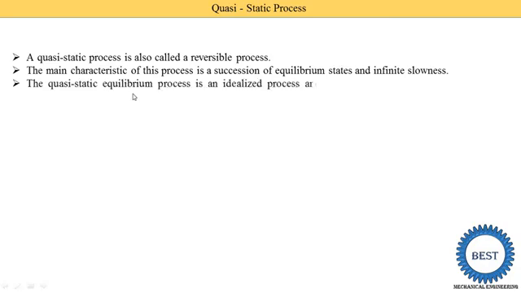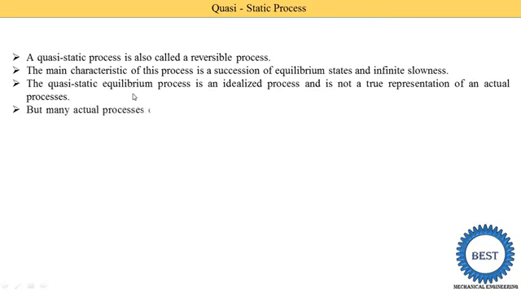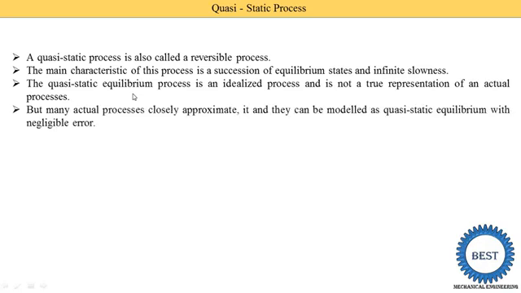The quasi-static process is an idealized process and is not a true representation of an actual process. Means no actual system truly follows the quasi-static process. If some system does, it has certain errors. But many actual processes closely approximate it and can be modeled as quasi-static with negligible error. So some processes can be quasi-static, but we need to remove some error from the system.